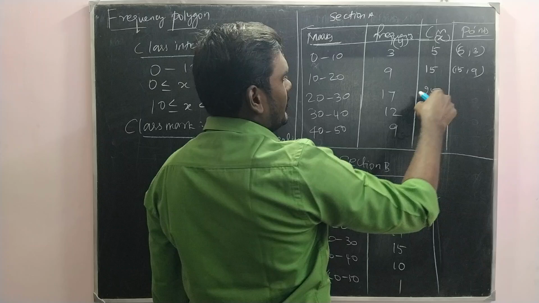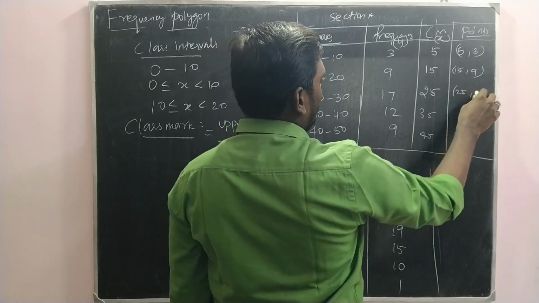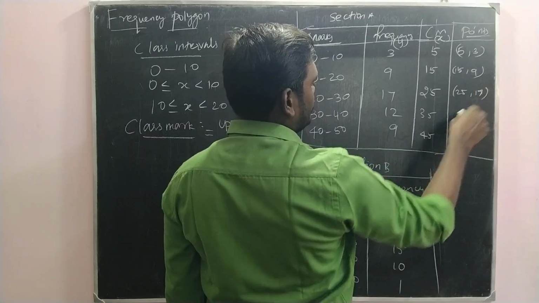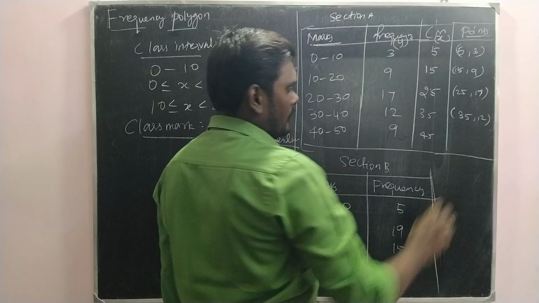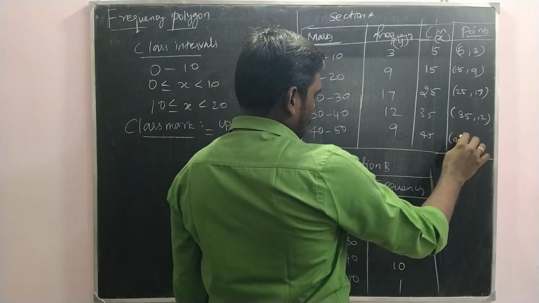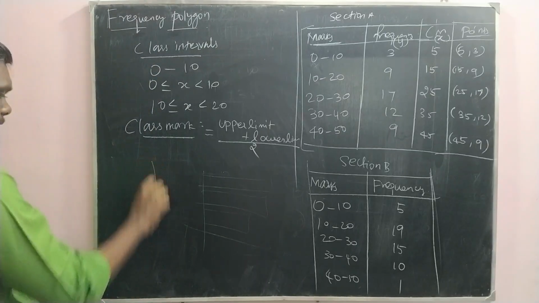15, 9. This point how much? Come on. 25, 17. This one 35, 12. 45, 9. Okay, good. These points have to be plotted in a graph.